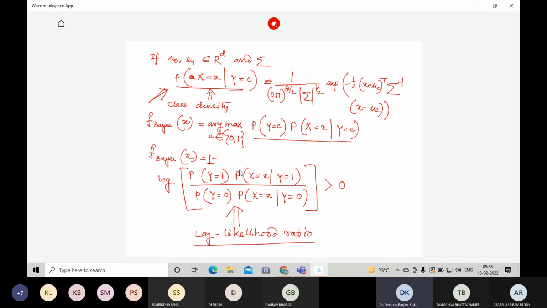So in terms of the log likelihood ratio, we can characterize this class density which has been estimated for a particular class. Since we are talking about two classes, one positive and one negative, we can assign this class density to the positive class when the log likelihood ratio is found to be greater than 0.